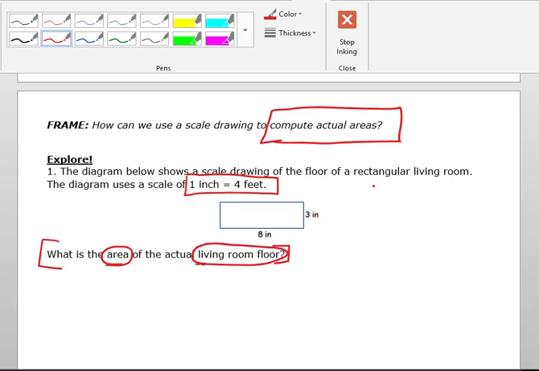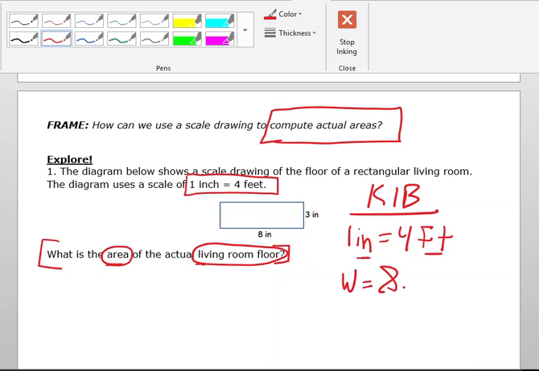So this is my key information box here. I have my scale, which is that 1 inch is equal to 4 feet. Super important that I put those units there. I know that my width is 8 inches and my length is 3 inches. Now I've heard the question, wait a minute, how do I know which one is the length and the width? I thought the length was the longer one.